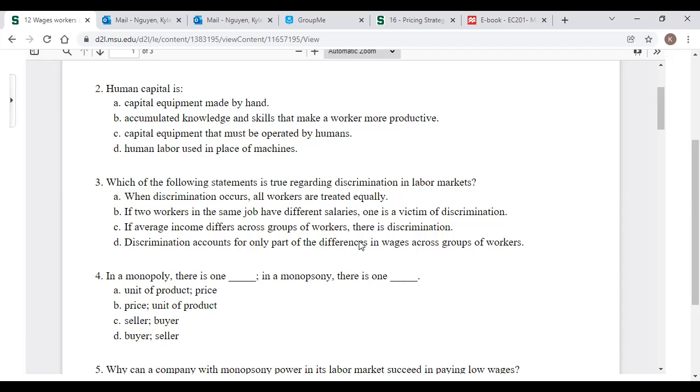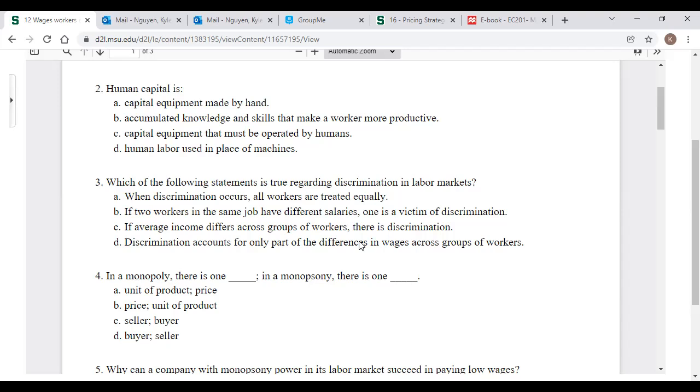B, if two workers in the same job have different salaries, one is a victim of discrimination. That is also not correct. And here's why. There's a lot of things that go into why two people get paid differently. One of them is productivity. Let's say one person makes 50 cars while another person only makes 25. Obviously, the person who's making 50 cars is going to get paid more because they're just doing more.